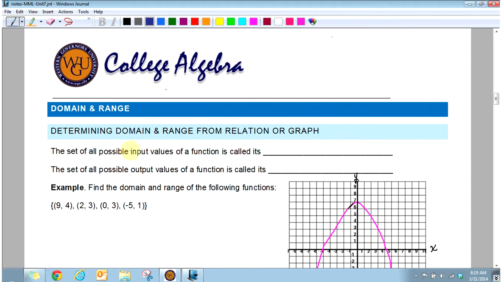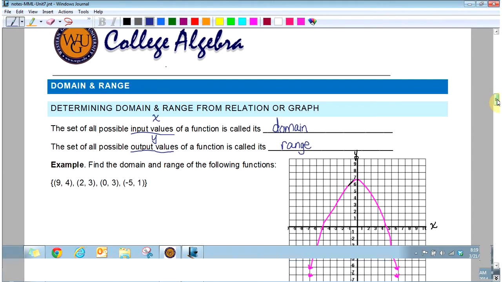The set of all possible input values of a function is called its domain. The input values of a function are typically represented by the variable x. The set of all possible output values of a function is called its range. And the output values are typically represented by the variable y.